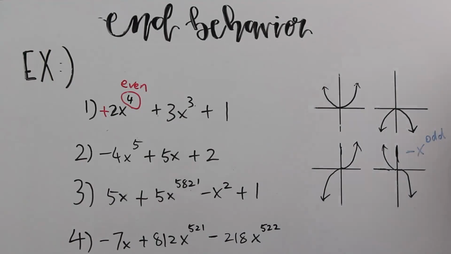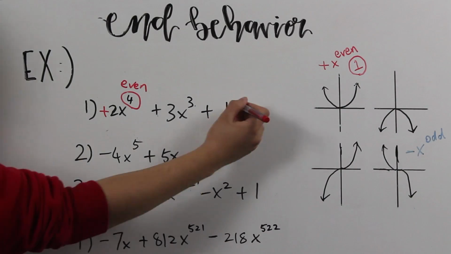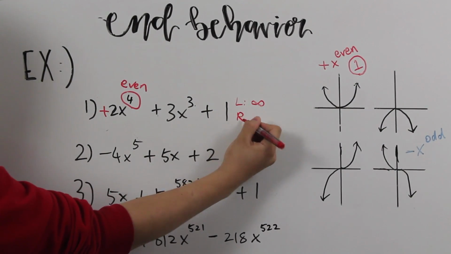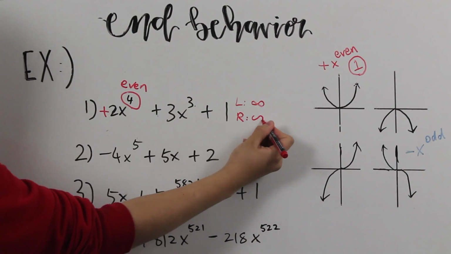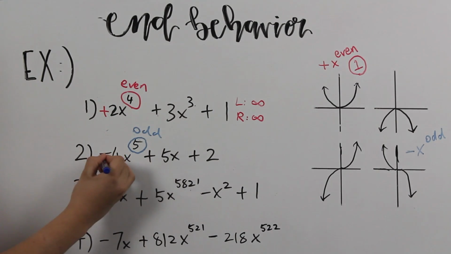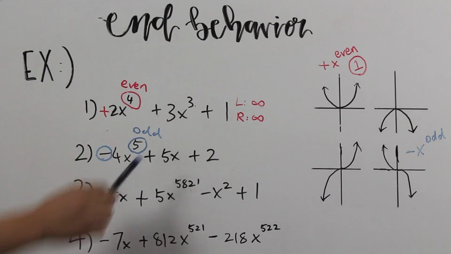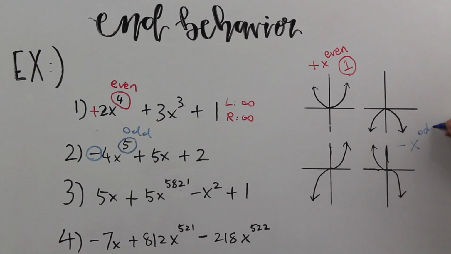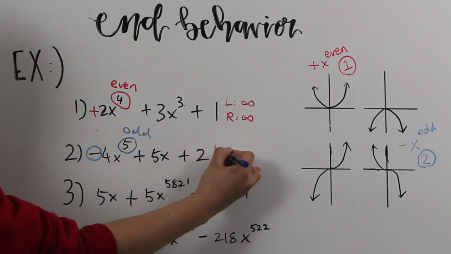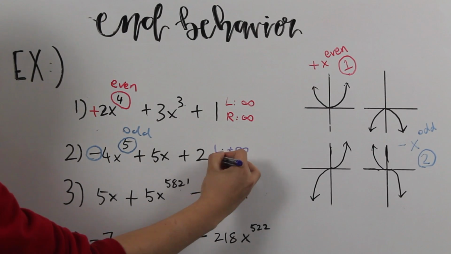For number 1, the highest degree term is even and positive. Matching the graph on the right, both the left and right end behaviors will approach positive infinity. Number 2, the highest degree term is odd and negative. Matching the graph on the right, the left end behavior approaches positive infinity, while the right end behavior approaches negative infinity.